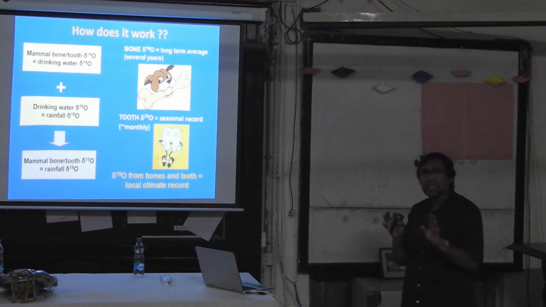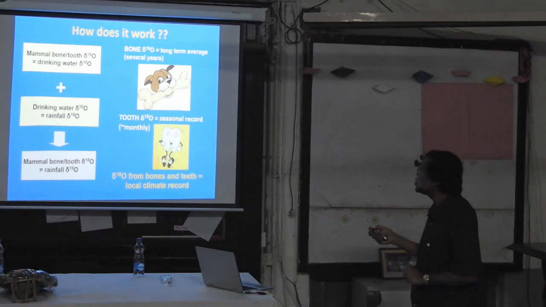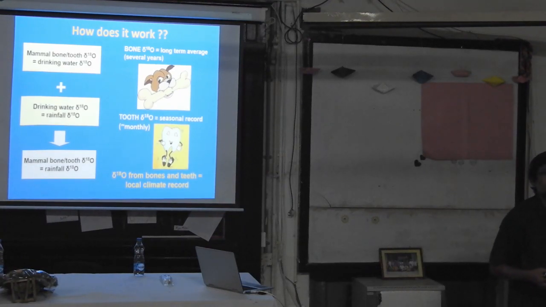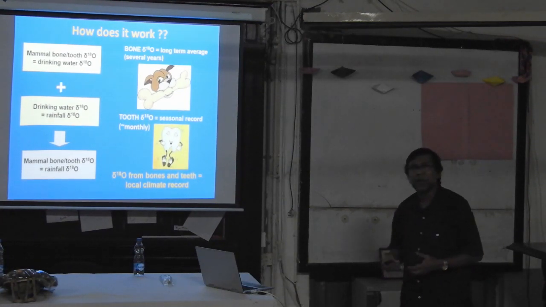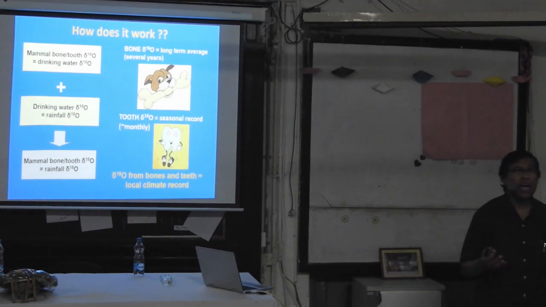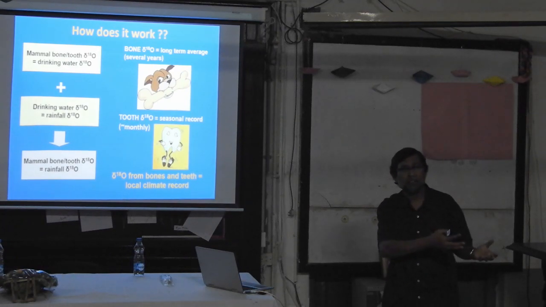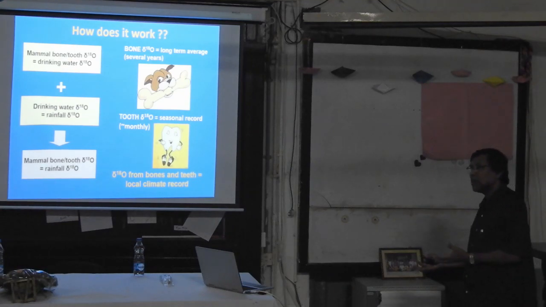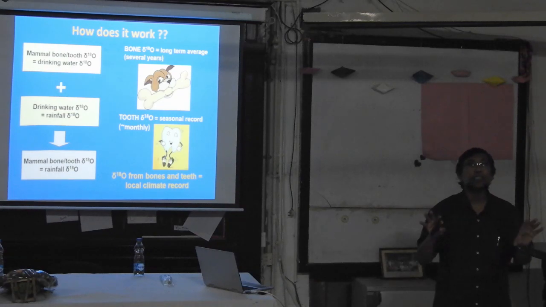So therefore, let me just summarize how it works. Imagine that you have mammal bone, whose oxygen isotope is essentially equal to what they are drinking, right? What they are drinking goes to their bone and tooth. And this drinking water at any given place is essentially dependent on the rainfall. Okay? Calcutta rainfall is one kind, Rajasthan rainfall is another, the sources are different. In Calcutta, the majority of the rain comes from the Bay of Bengal. In Rajasthan, in Western India, it comes from the Arabian Sea, so the waters are different.